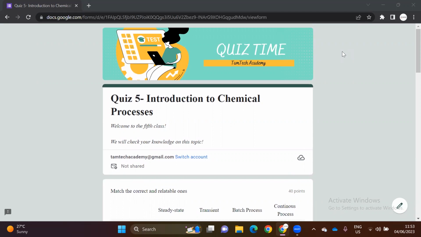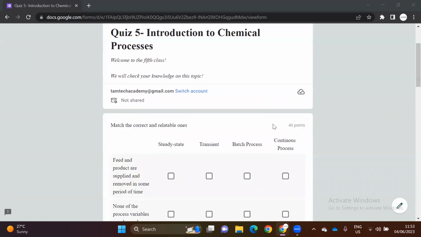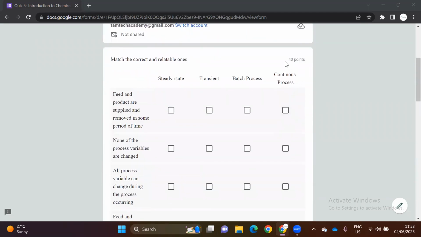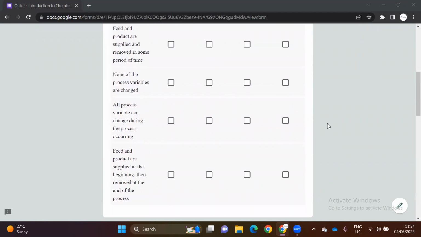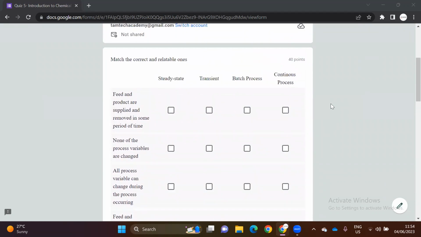And also we talked about each type of process, their examples, and how they are used in industrial life. So let's get started with this quiz. We have 4 or 5 questions, but at the end, you'll get some introductory knowledge about these chemical processes.